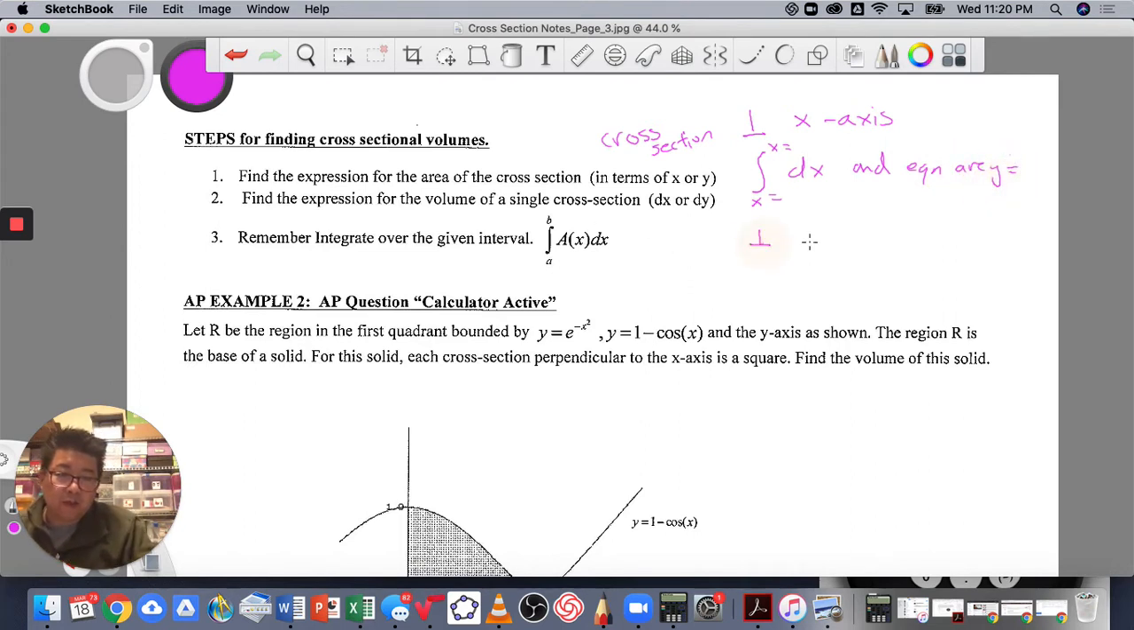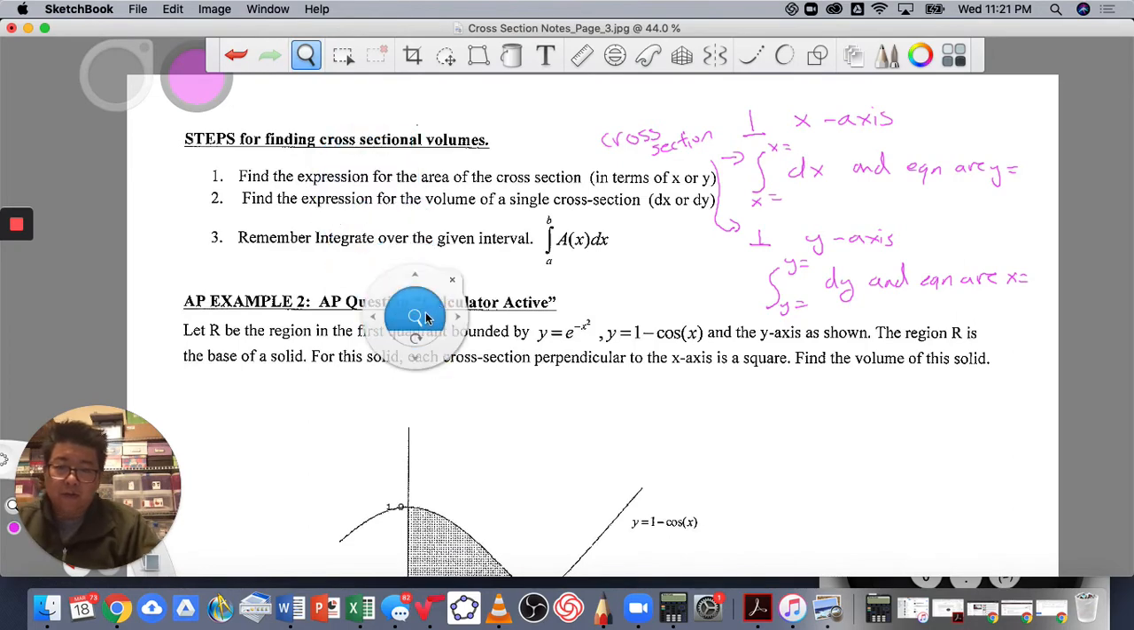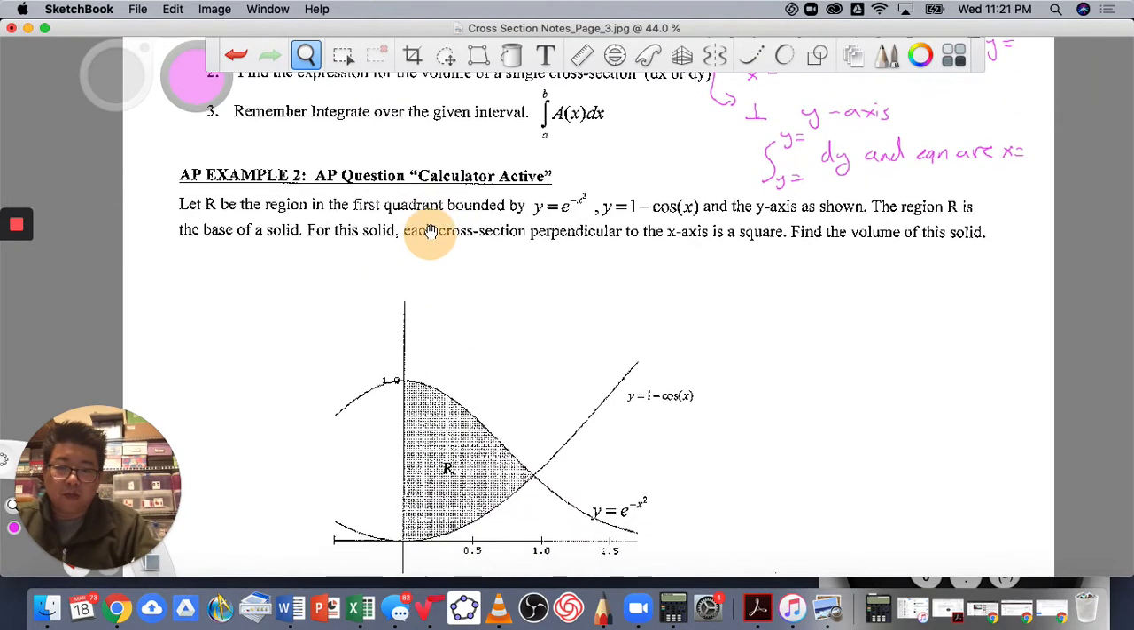If your cross sections are perpendicular to the y-axis, then your integral is y equals dy, and your equations are x equals. Okay, so that's going to be the main part there. All right, now let's move down.